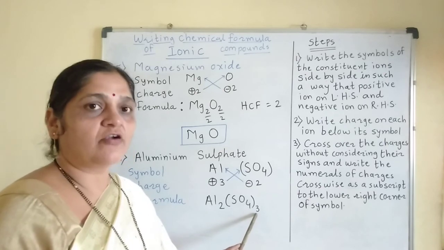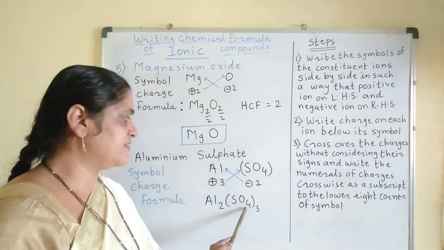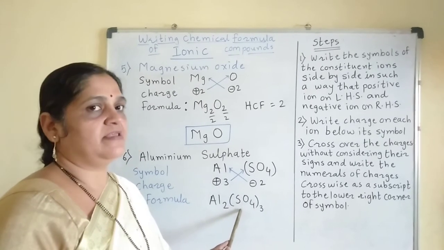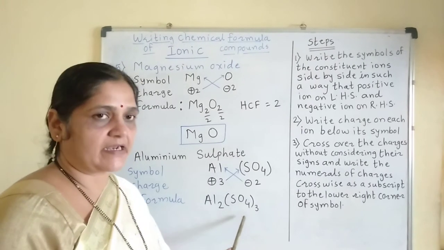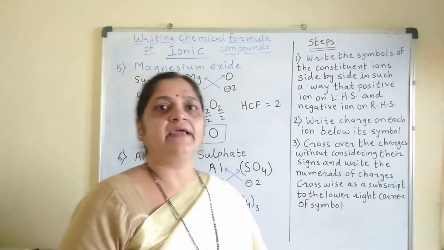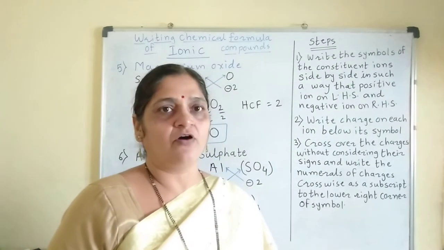So there will not be any confusion whether this 3 is multiplied with this oxygen or with this sulfur. This way no confusion will be there for you and your formula will be correct. So in this way you will be able to write formulas for polyatomic ions. Practice writing the formulas of ionic compounds.